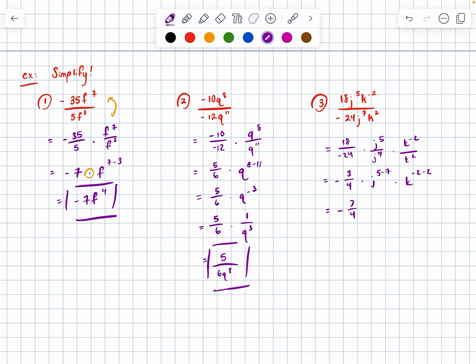So here, I've got negative 3 over 4 times j to the power of negative 2 times k to the power of negative 4. From here, I've got negative 3/4 times j to the power of negative 2 is 1 over j squared. k to the power of negative 4 is 1 over k to the 4th. Last but not least, we'll multiply across all of our numerators. I've got negative 3 times 1, so that's negative 3. And in the denominators, I've got 4 times j squared times k to the 4th. That's 4j squared k to the 4th.